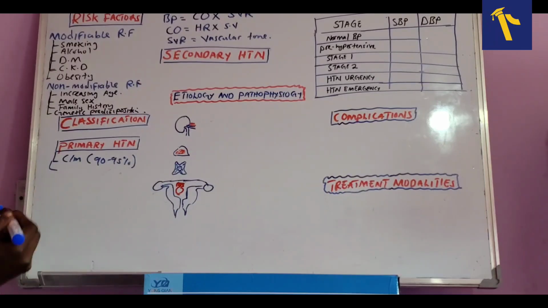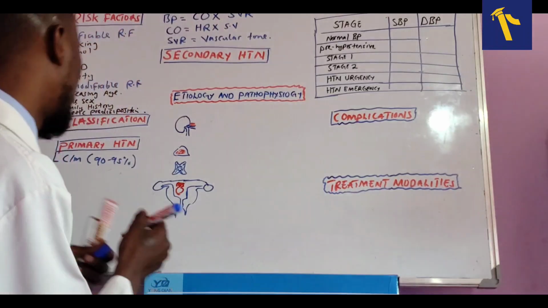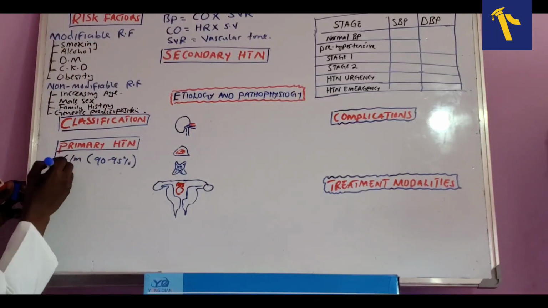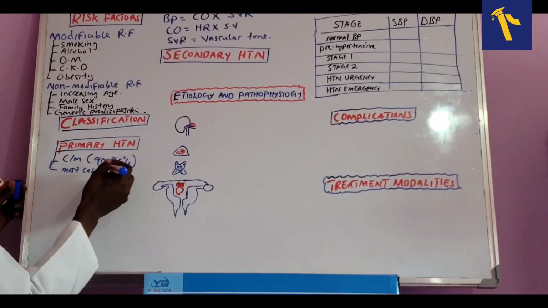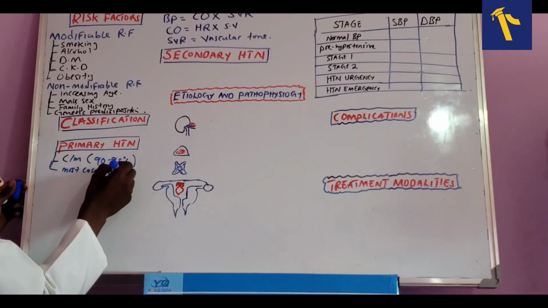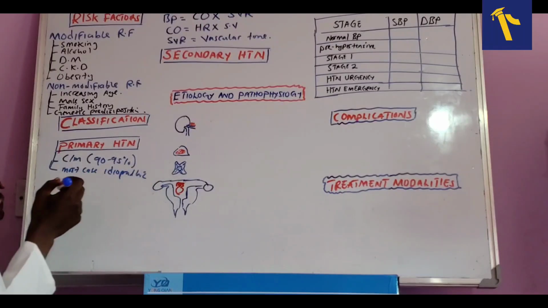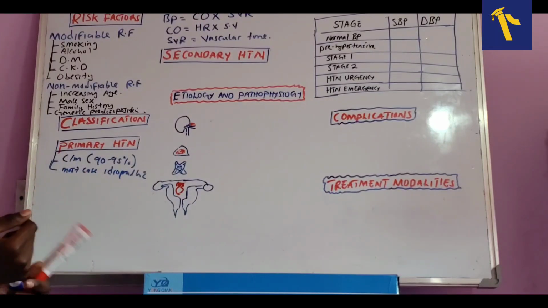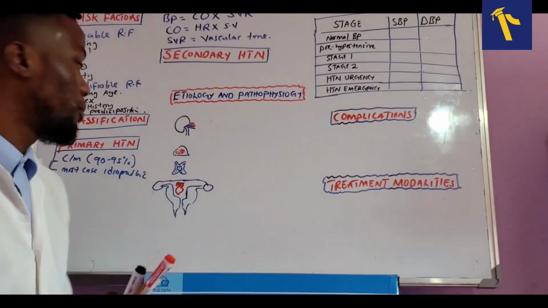And most of the causes of this type of hypertension are idiopathic. Idiopathic, what does it mean? It means that you don't know the cause. You can't identify the cause of that hypertension.